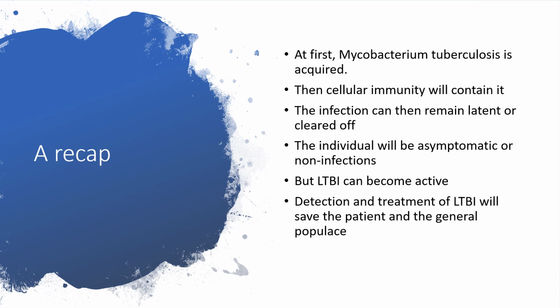But the latent TB can become active later on, maybe due to old age or decreased immunity from anything, such as chemotherapy, cancer, diabetes mellitus, radiation, old age, malnutrition, glucocorticoids, HIV, and so on.